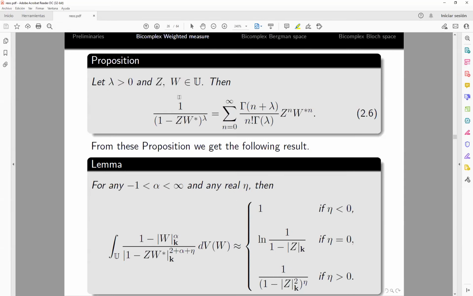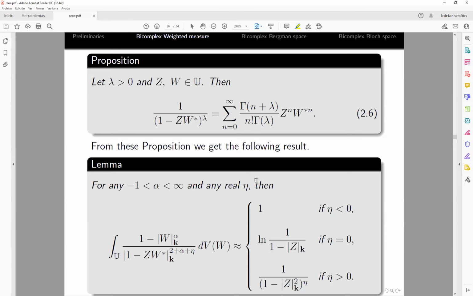Again, we can show that if we have two bicomplex numbers C and W in the unit disk, then we can also obtain this power series development for this quantity, 1 over 1 minus C W star to the power lambda. And we can write it in this form. You can see here, this is the constant, and here appear the respective variables, zeta to the n, W star to the n. Very classical result.